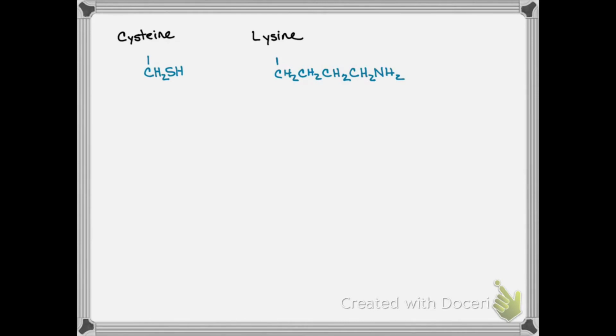Just so that you guys know, the abbreviations for those two amino acids are CYS for cysteine and LYS for lysine. Most of the amino acids, it's just the first three letters. There's a couple of exceptions though. So that is part one.